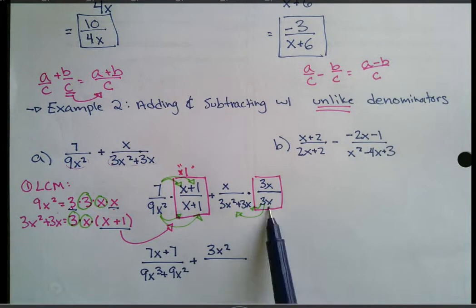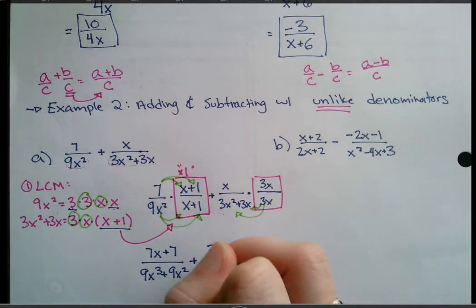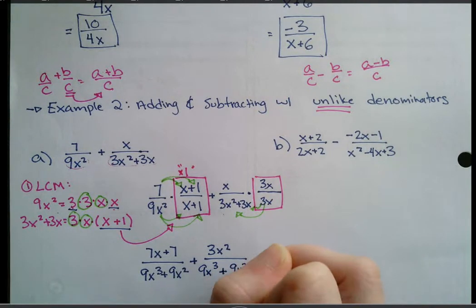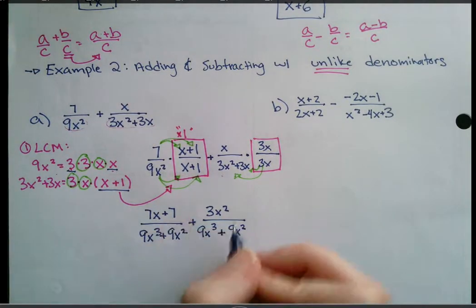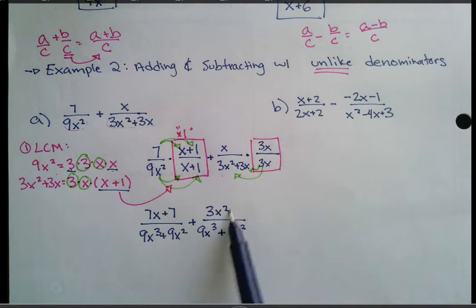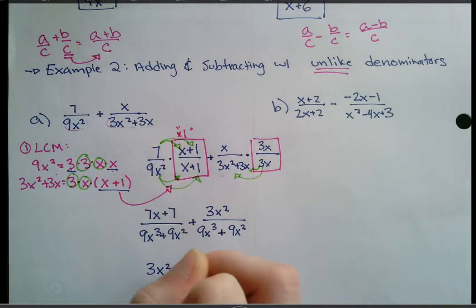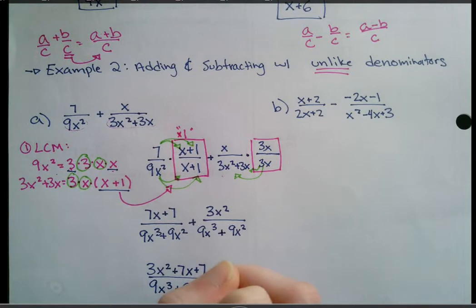So always make sure you're distributing both, because that's one of the few checks you have to see if you're doing this correctly. So here we'll still have that 9x cubed plus 9x squared. Now that those match, I just follow the same rules we had up above. If I add these, I'm going to bring it into standard form, so I'm going to bring my square up front. I have a 3x squared plus 7x plus 7 divided by 9x cubed plus 9x squared.